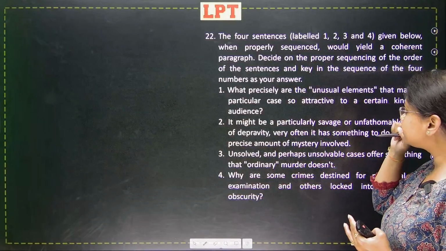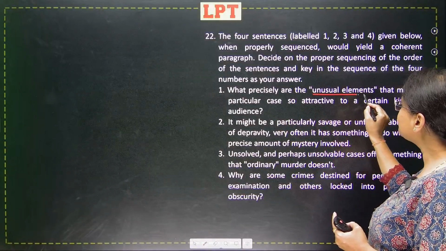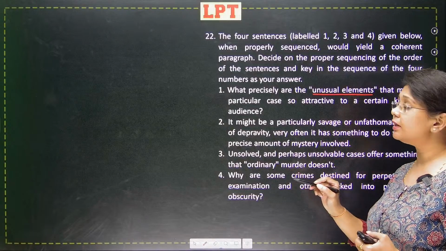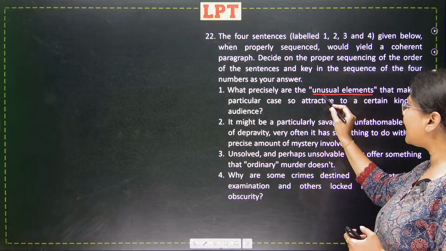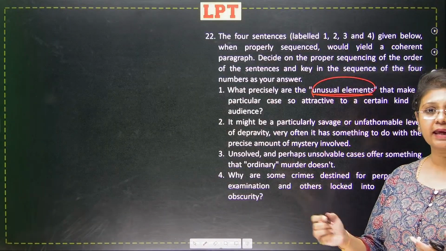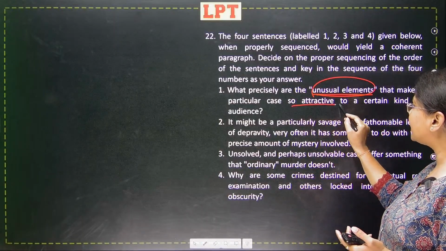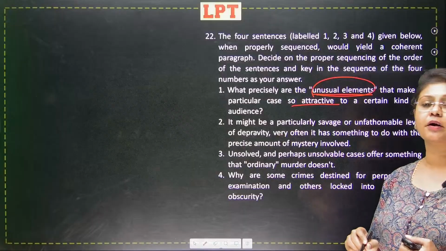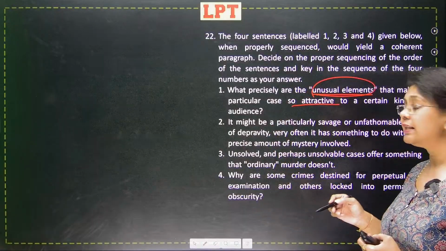So this says, what precisely are the unusual elements that make a particular case so attractive to a certain kind of audience? So we are talking about what are the unusual elements of a particular case. So we are discussing a case here, and it says why it is so attractive to a certain kind of audience. So we are raising a question here. So you have a question mark. That's okay. Let's read the second sentence.